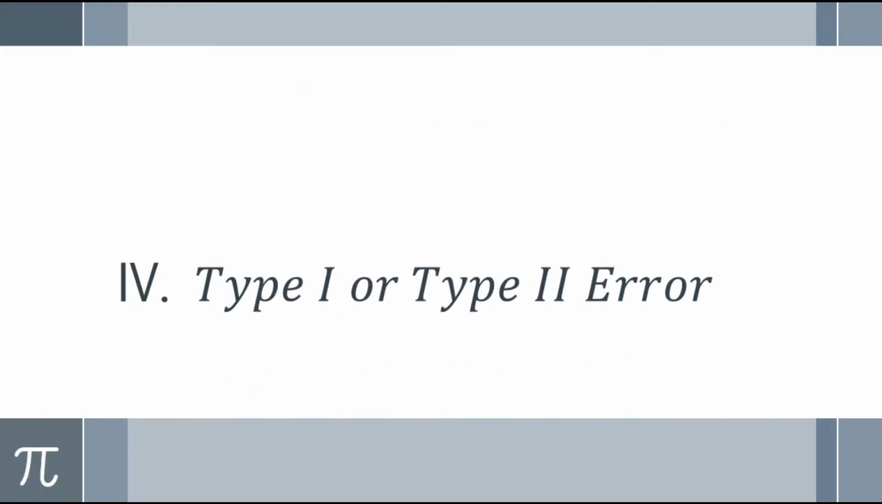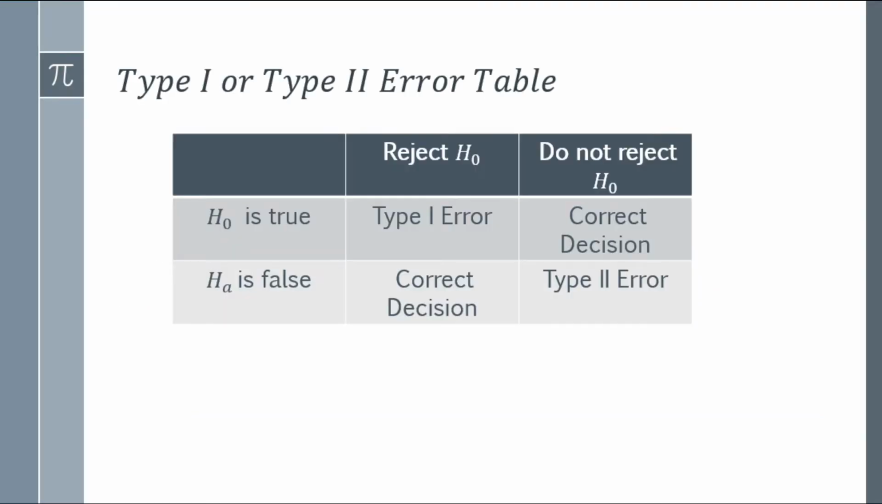So, let's go to chapter 4, type 1 or type 2 error. So, ito naman kasi minsan nalabas talaga sa exam nyo to sa true or false. So, we have the reject H0 and do not reject H0 dun sa column 2 and column 3. So, row 2 and row 3 naman, H0 is true and HA is false. So, may nakalagay type 1 error, correct decision, and type 2 error. So, ganito lang siya kasimple.